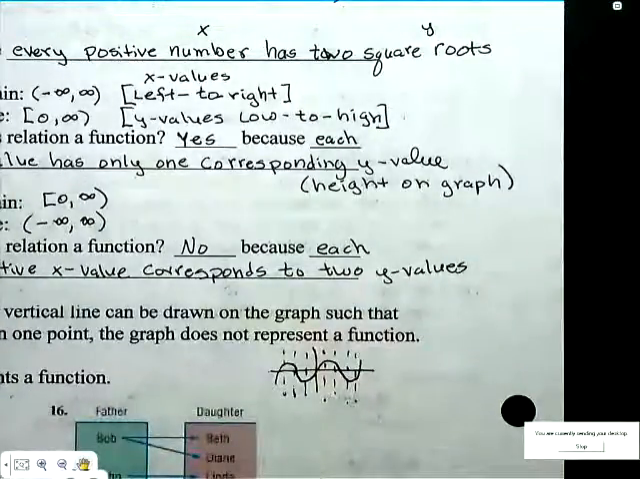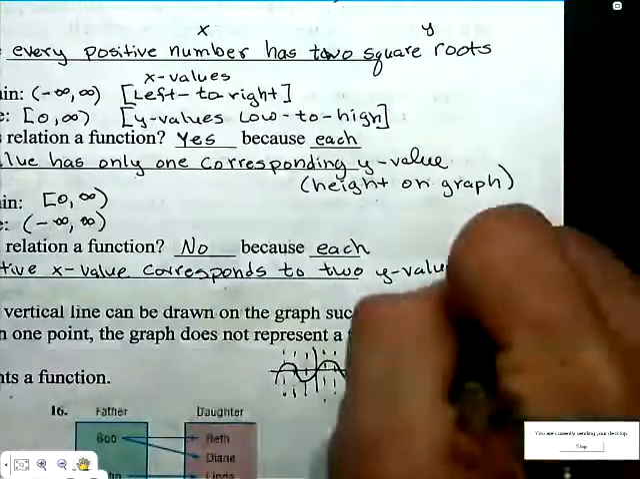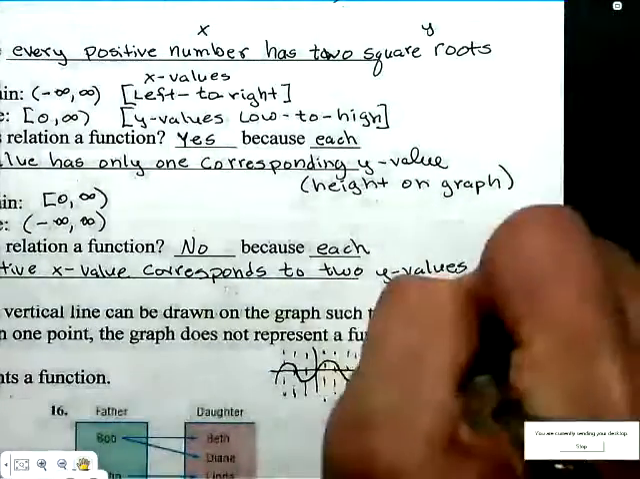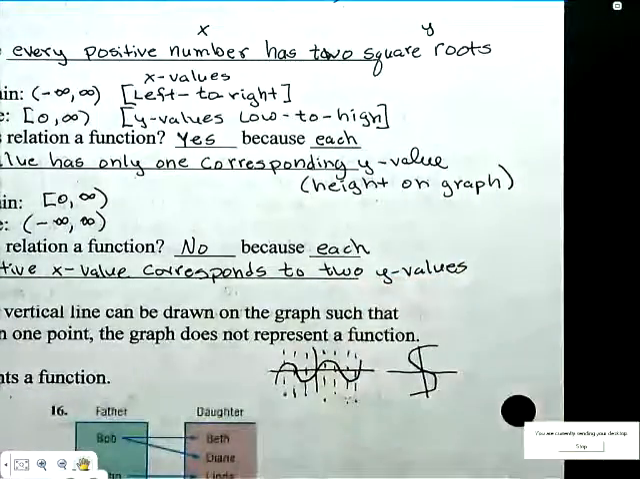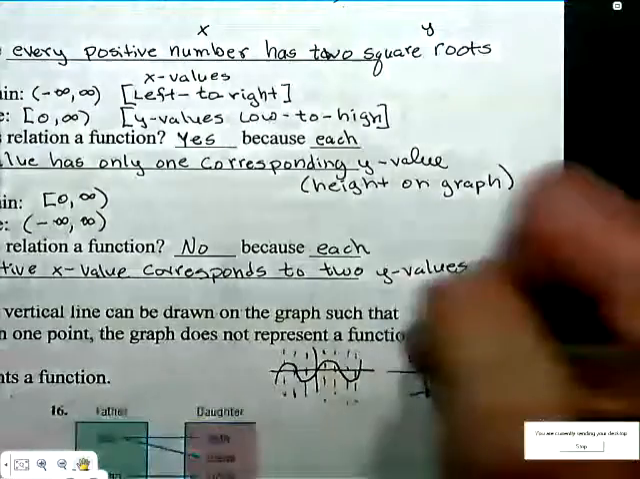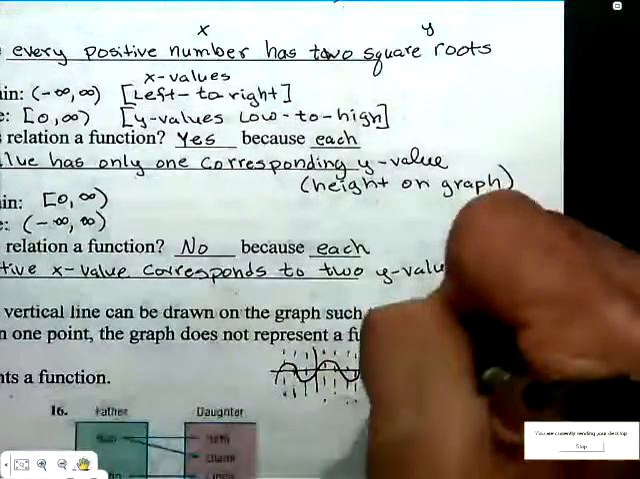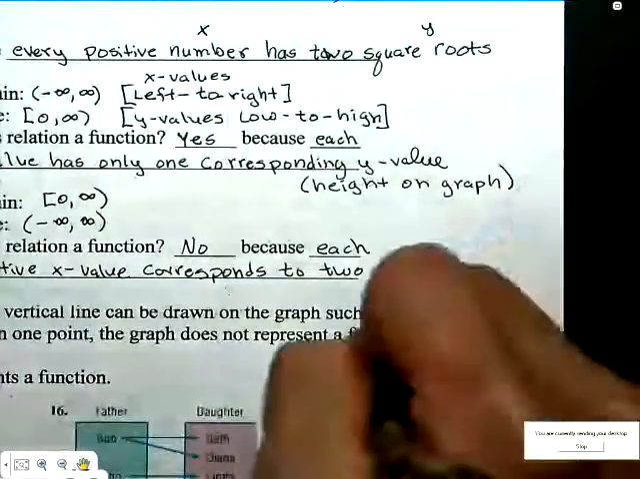If you're not going to take any trig, that's fine. You should still be able to tell me it's a function because any vertical line on there would only touch the graph one time. However, that kind of tells you the answer to this question. Is that a function? No, because this vertical line right here touches the graph in 3 places.